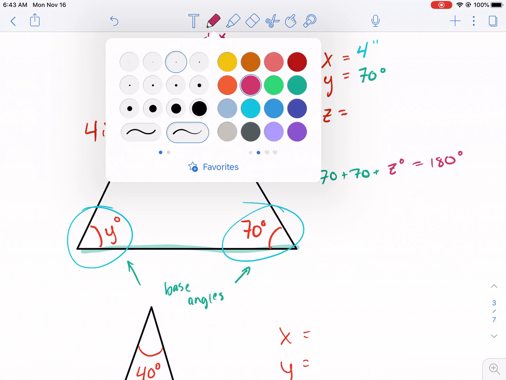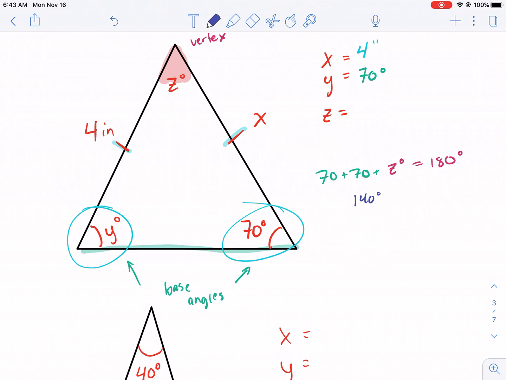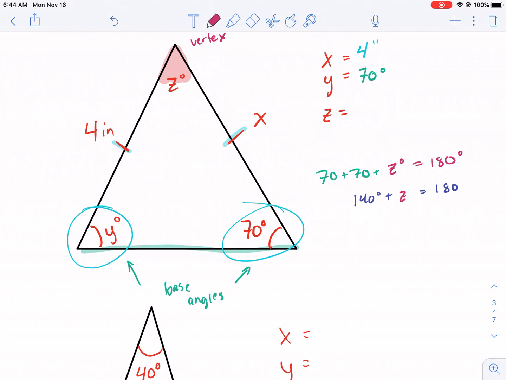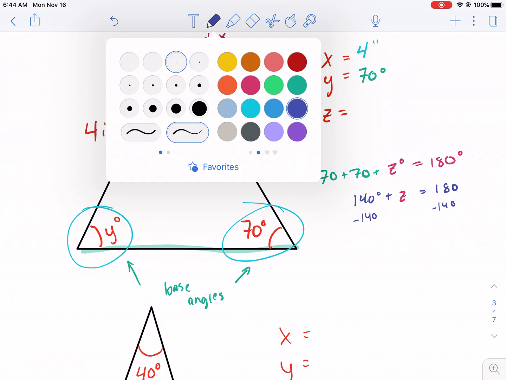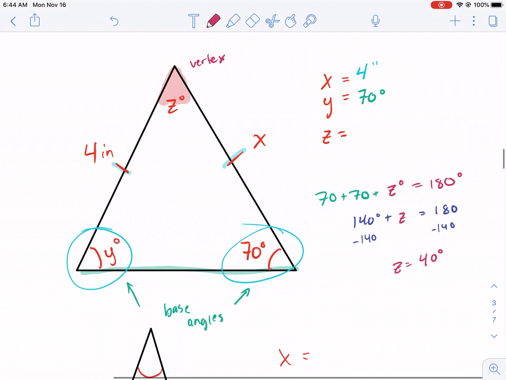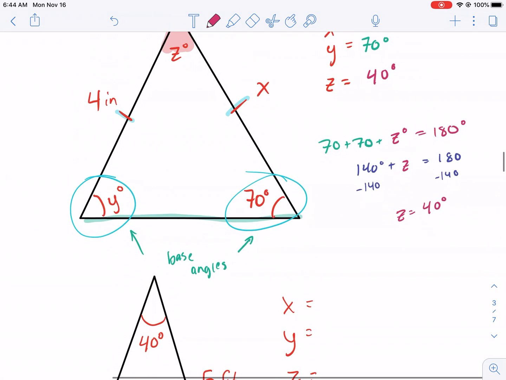So what we need to do here is just combine like terms. So we get 140 plus z equals 180. Okay, and then I'm going to subtract 140 from both sides. Minus 140, minus 140. And I get z equals 40 degrees. So there you have it. Z equals 40 degrees, and you just set up a simple mathematics summation problem, and you get your answer.